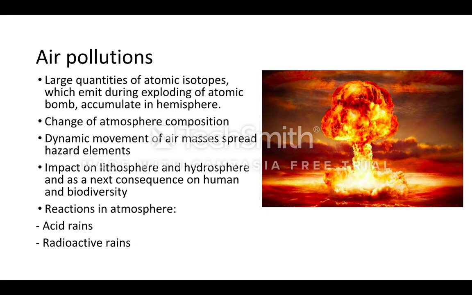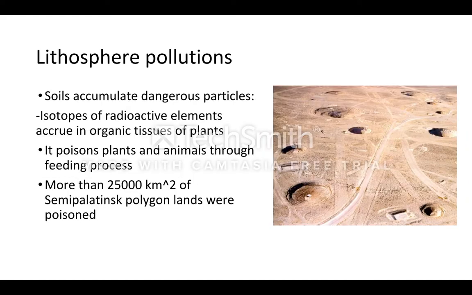As to lithosphere pollution, soils accumulate dangerous particles. Such isotopes of radioactive elements occur in the organic tissues of plants. Also, it poisons plants and animals through the feeding process, and more than 25,000 square kilometers of Semipalatinsk polygon lands were poisoned. Moving on to the hydrosphere pollution.